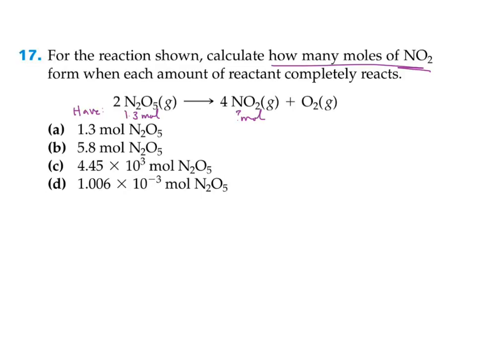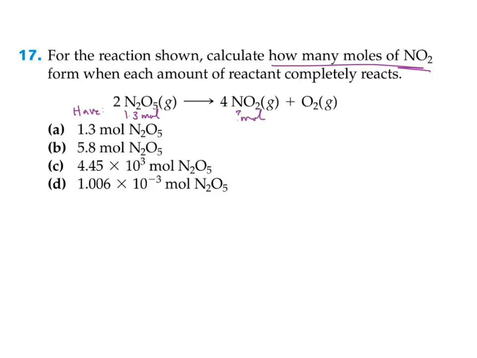So I kind of diagrammed in purple what we're after here. For the reaction below, calculate how many moles of NO2 are going to be formed. That's A through D, question mark moles of NO2. Then A through D kind of gives you different information. So for instance, A gives you the moles of N2O5. Actually, they all give you the moles of N2O5.